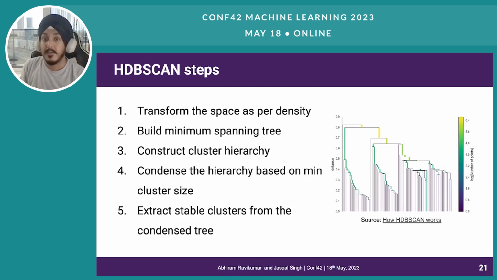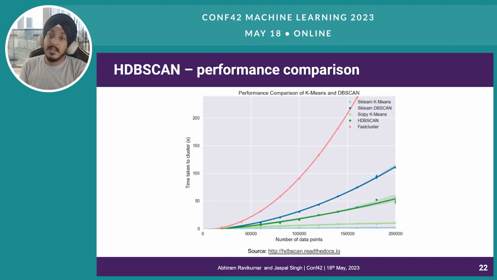Now, just a recap of what we did. We transformed the space as per the density. We identified the highest density region. Then we built a minimum spanning tree, and then we constructed a cluster hierarchy. Then we condensed this hierarchy based on minimum cluster size, and then we extracted stable clusters from the condensed tree. So that's what HDBSCAN does. Now, let's see what the performance of HDBSCAN is.